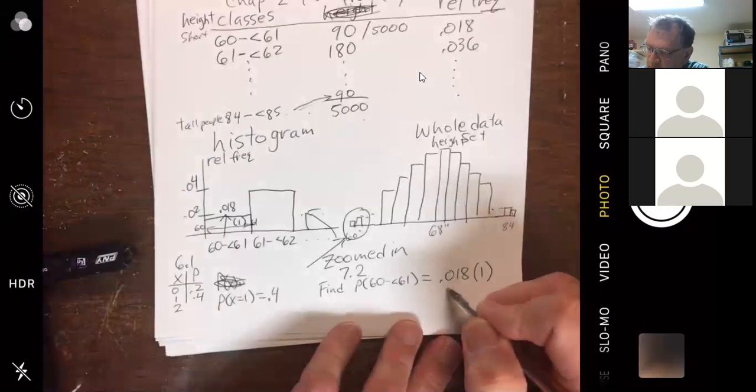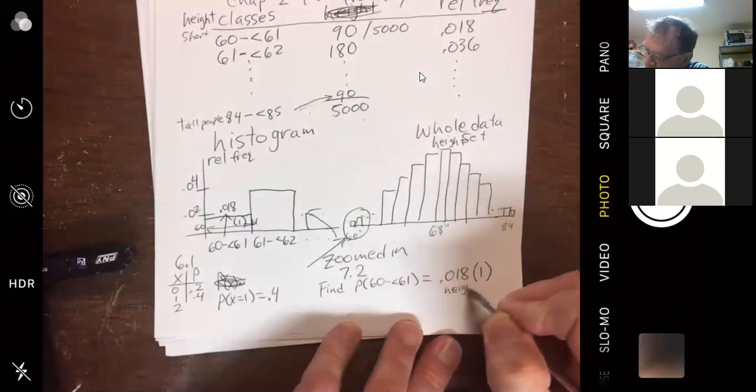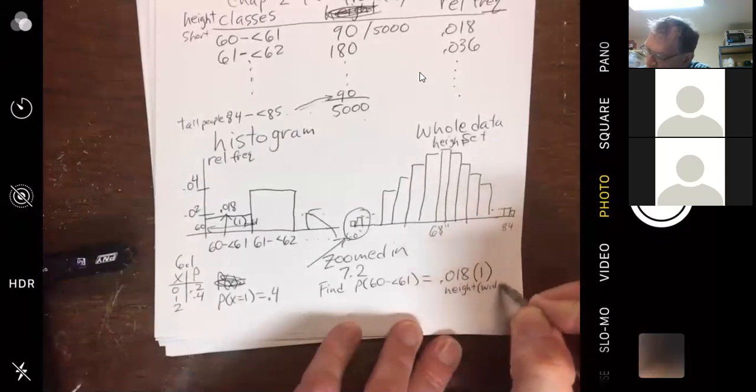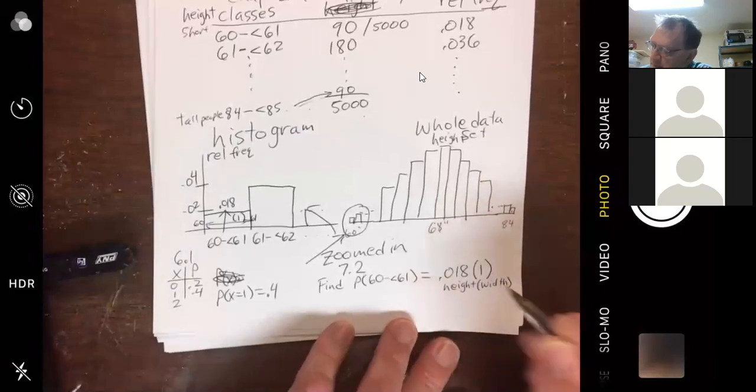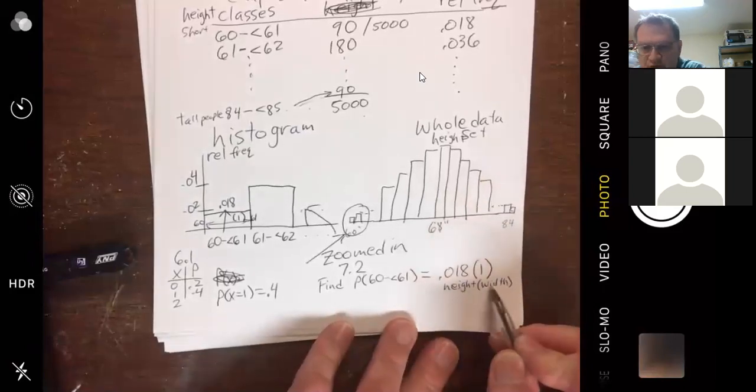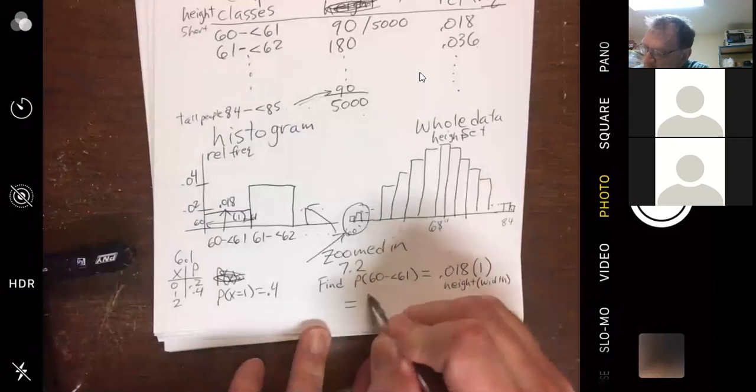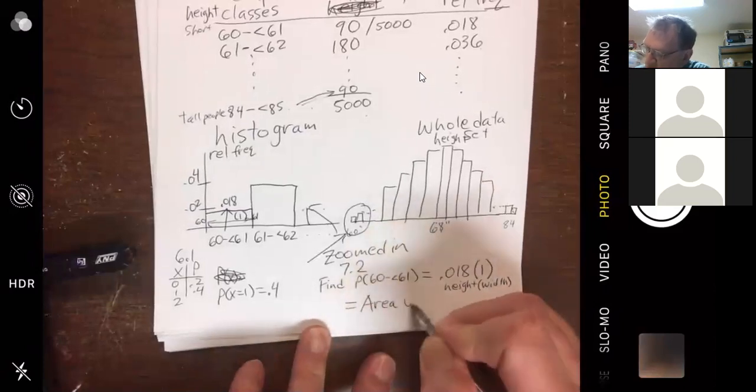And this is, let's say, the height, and this is, say, the width. But the point being, one dimension times the other dimension is equal to an area under the curve.